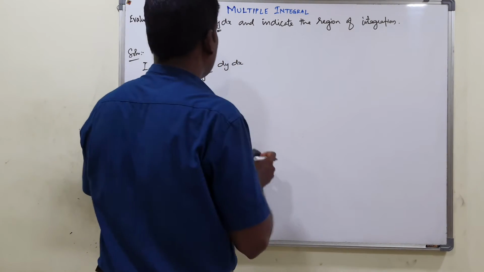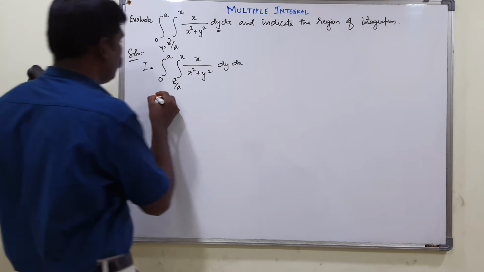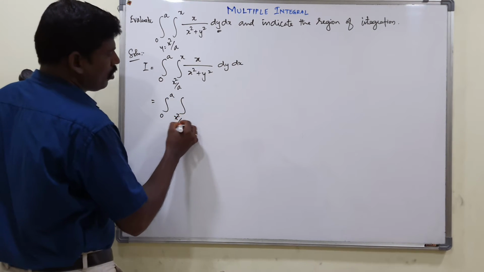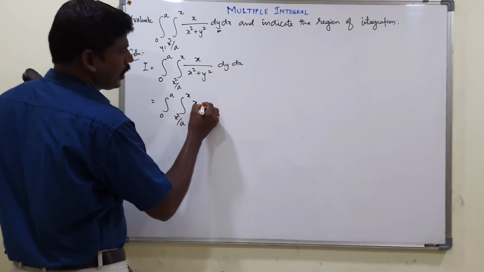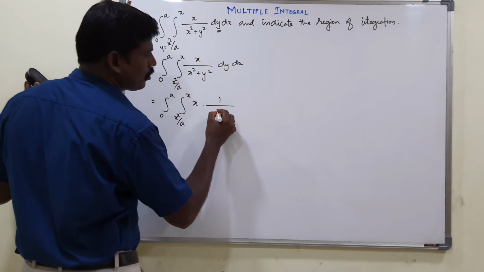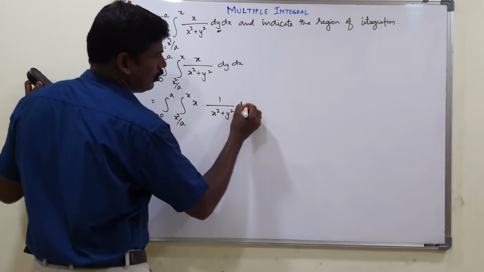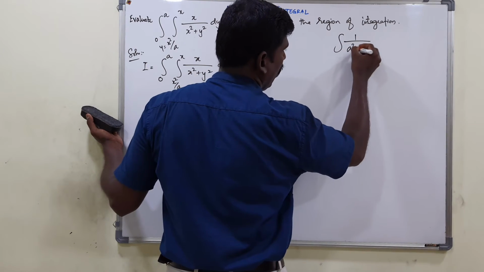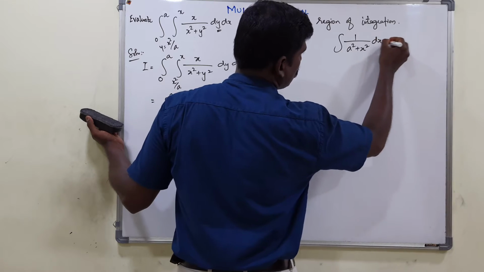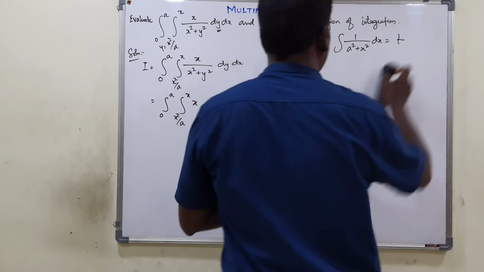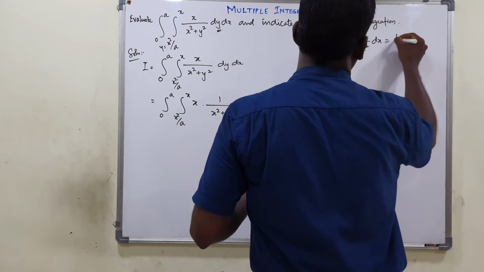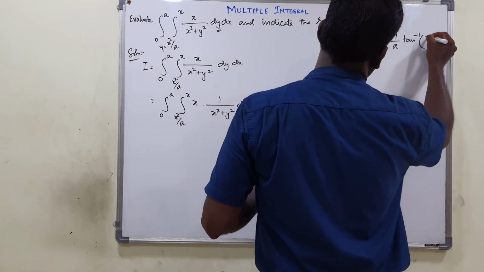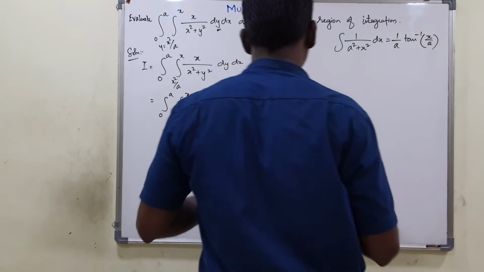We can apply, it is in the form of integral 0 to a, integral x square by a to x into 1 by x square plus y square dy dx. So integral of 1 by a square plus x square dx. What is the formula for that? 1 by a tan inverse x by a. Okay, right?